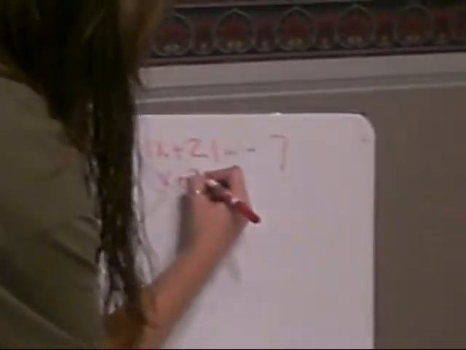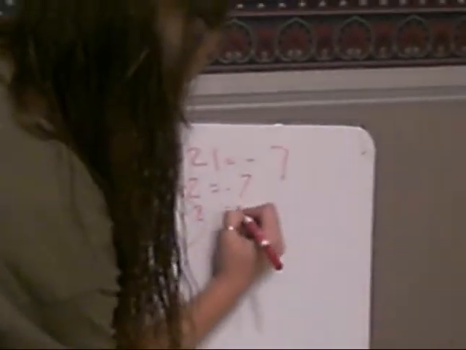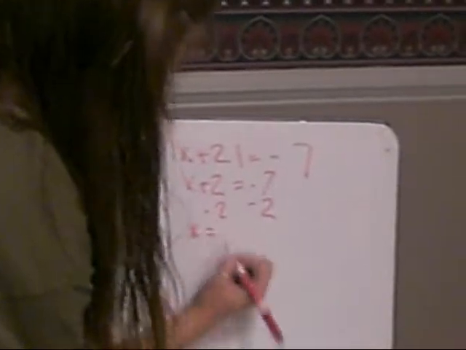Now, say I changed my equation to the absolute value of x plus 2 equals negative 7. Then what? Okay. Drop the absolute value signs. So it'll be x plus 2 equals negative 7. Bring over the 2. And then you would have x equals negative 9. Correct. Now, our next one is an inequality, and we are going to graph it.